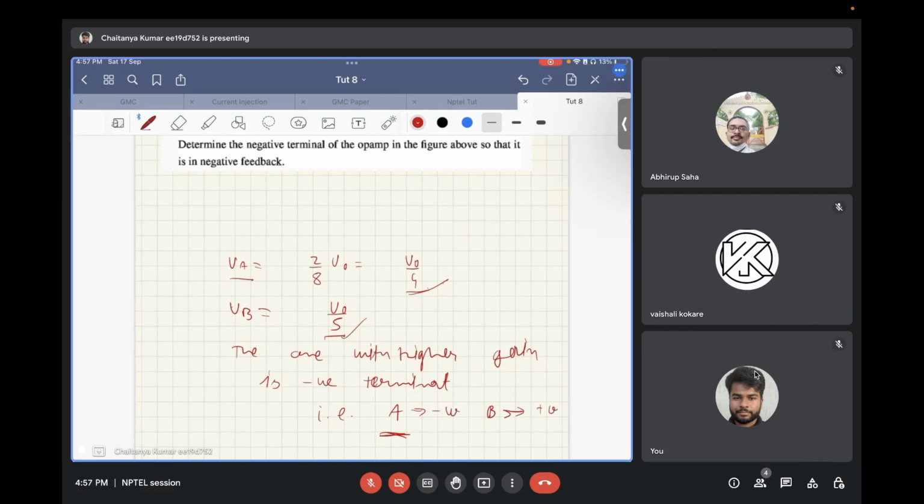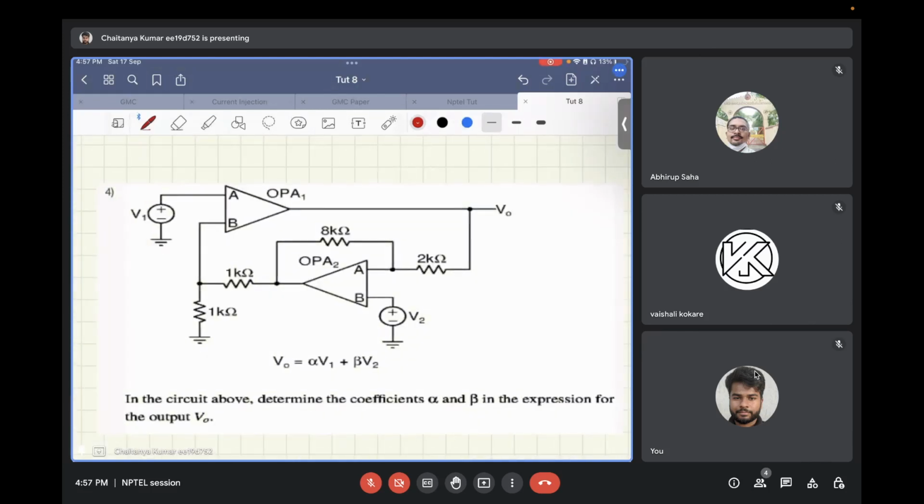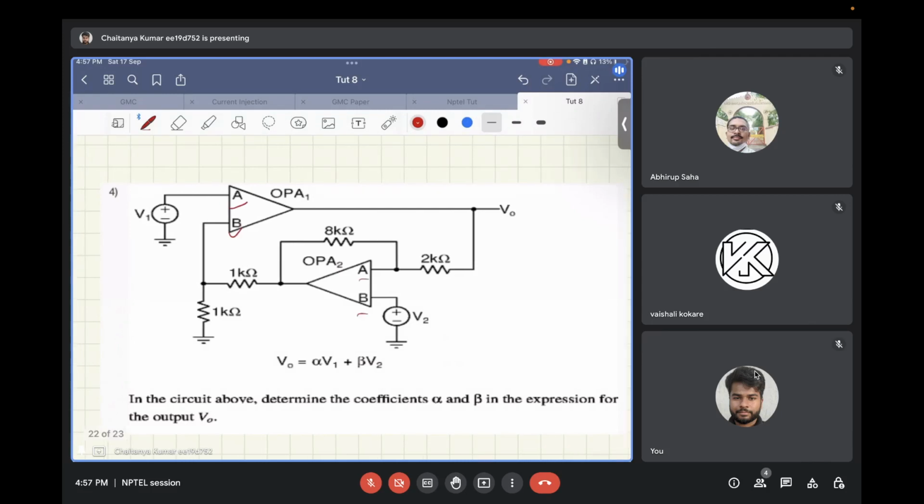Any doubt in this? Okay, so let's move to the final question. In this case, again, you need to find out the gains and the signs of A and B for both the op amps. It is mentioned that for these two voltage sources, the output is a linear combination of them, and the coefficients of these voltage sources are alpha and beta. So you need to find alpha and beta. Please write out.